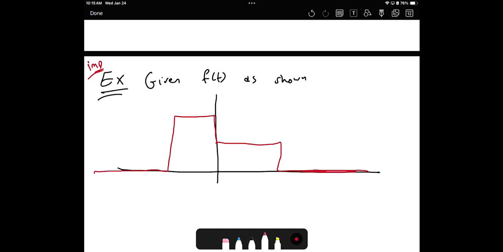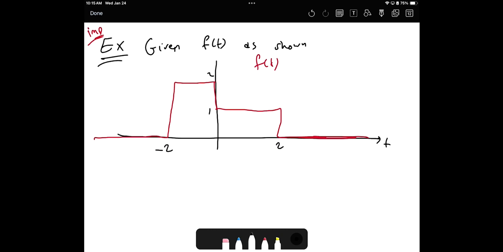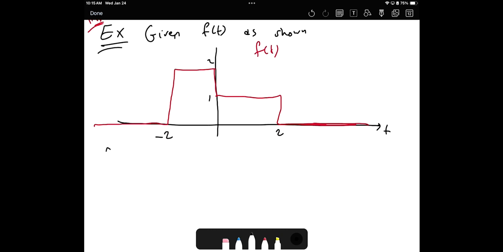This is f of t, here's the time t, time 2, this is 1, negative 2, here is negative 2. Okay? So we have this function, this signal. So let's do the following evaluation. Some part of the evaluation can be like find the function in terms of step function. We can do it easy.